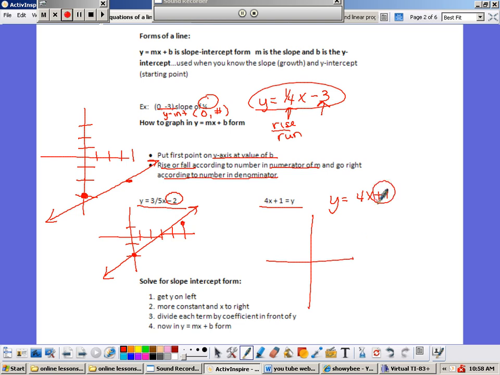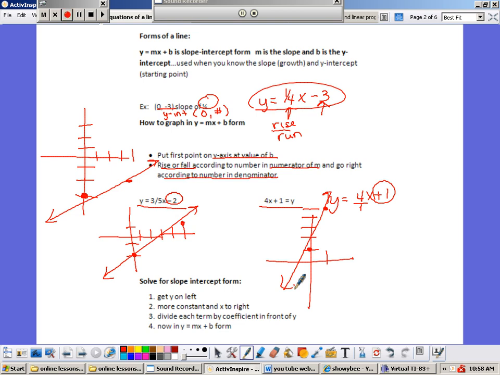This starts at +1 on the y, and this doesn't look like it has a rise over run, but if I put a 1 under it, I now have a rise over run. I'm going to rise 1, 2, 3, 4, and run 1. It's a positive slope, so I should be leaning to the right.